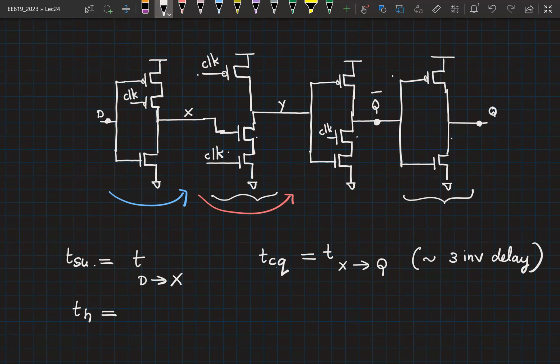So basically, we need to hold the data for the duration it takes to go from X to Y, right? So this part, I can represent as T X to Y. But even if we change the data at the rising edge of the clock, it takes some finite time for the new data to reach X. So that is like a buffer for us. So this has to be subtracted from this expression. So this is your hold time. You can think about this, and if you have any questions, please ask me in the next class.